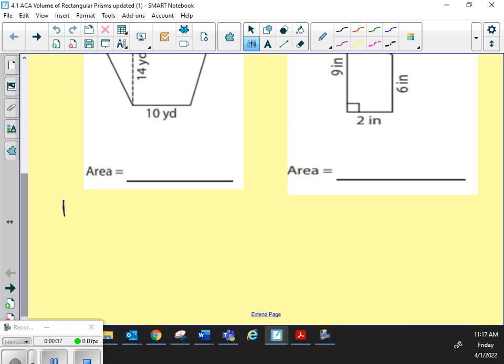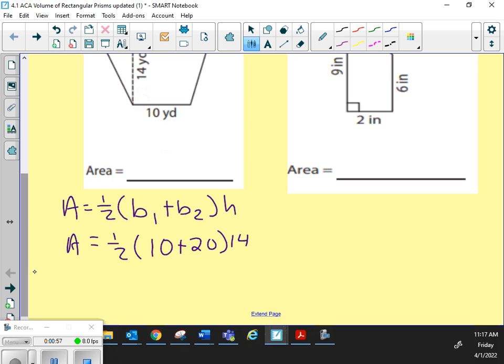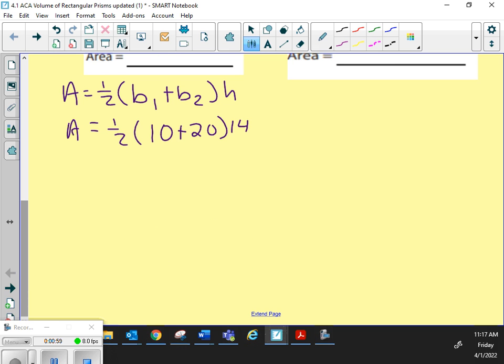A equals 1/2 × (b1 + b2) × h. Alrighty. Okay, let's substitute it. A equals 1/2 times 10 plus 20. Okay, so it looks 20. 10 plus 14. Very good. Order of operations then? Parentheses first. Okay, that gives me?